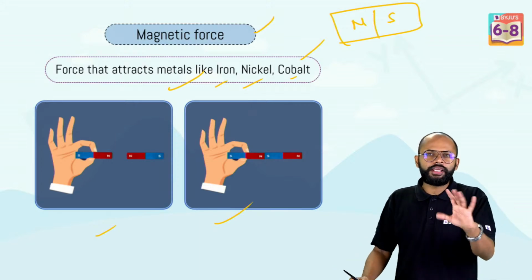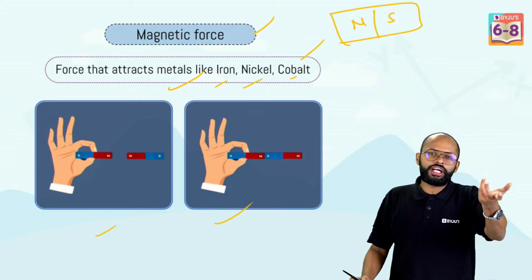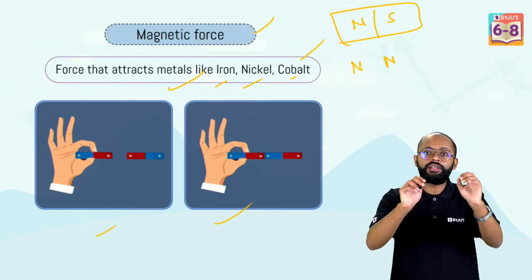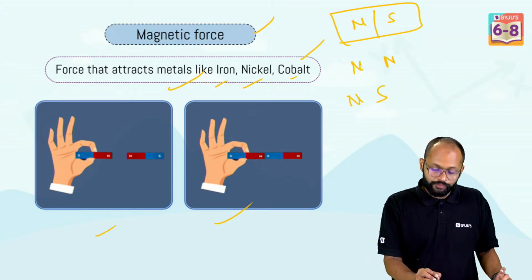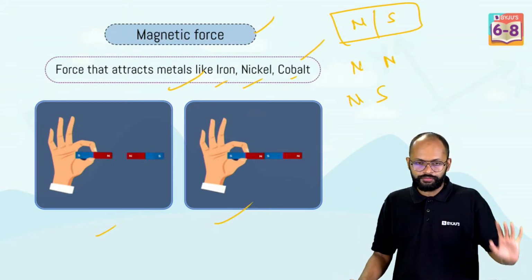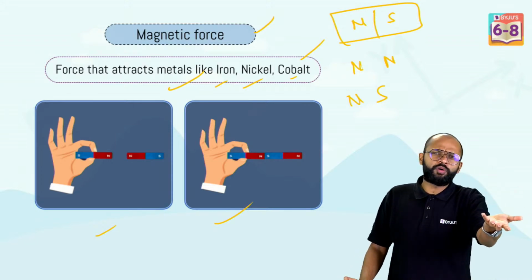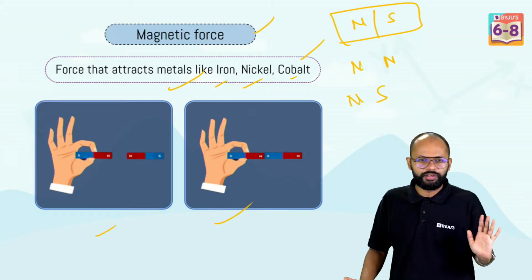Same thing as in electrostatics, like charges. Like poles, north and north will repel. North and south will attract. So this is one thing. Unlike poles like each other, and like poles do not like each other. Simple. You can remember it like that.